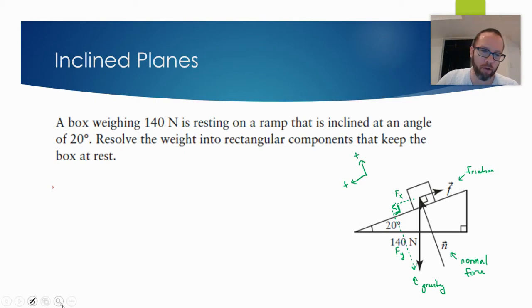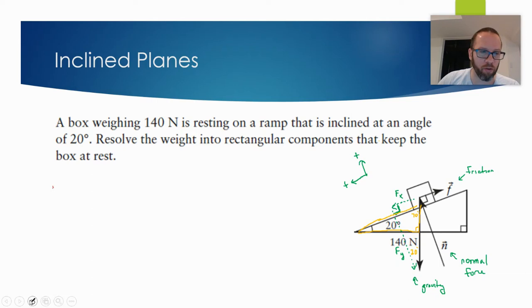I'm going to add too much color to this diagram, make it too stimulating. But where's my cursor? There it is. So if I just outline this triangle right here, it's a right angle triangle. That's a right angle, and if that angle is 20 degrees, then this angle up here is 70 degrees. That's the angle in our triangle Fx, Fy, and the 140 newton force. The angle at the top is 70 degrees, which makes the angle at the bottom here 20 degrees. To find our horizontal component of gravity down the ramp, we'll use the 140 newtons, and we're opposite from the 20 degrees, so we'll use sine.